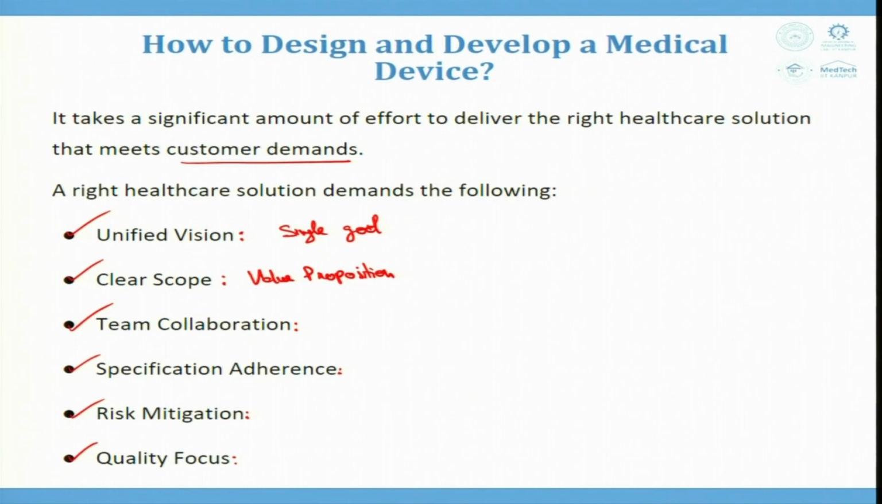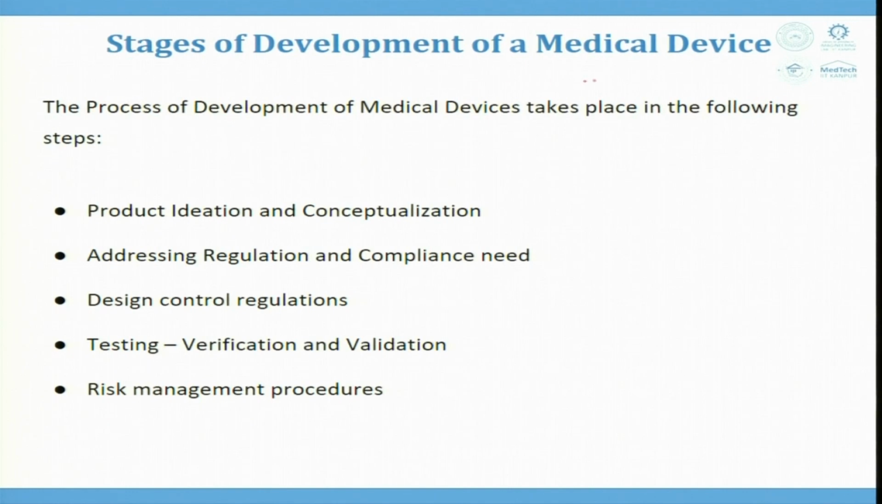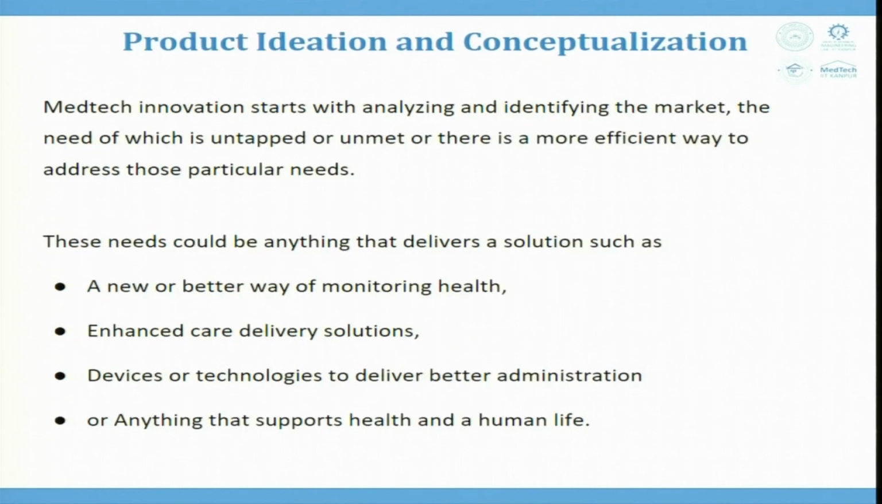Stages of development of a medical device. The process of development of medical devices takes place in the following steps. We will discuss these steps in the forthcoming slides: product ideation and conceptualization, addressing regulation compliance need, design control regulation, testing, that is verification and validation, and risk management procedures. First step is product ideation and conceptualization.